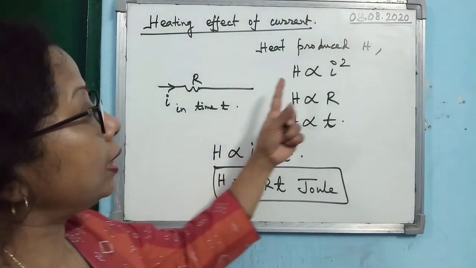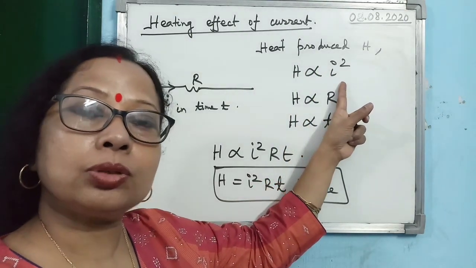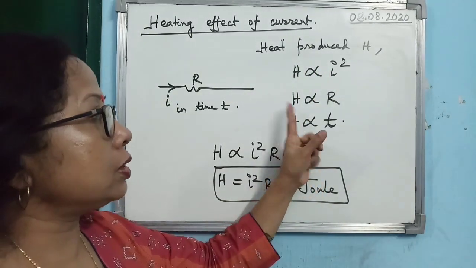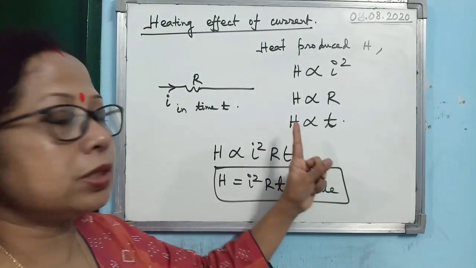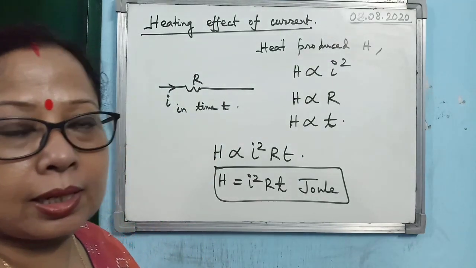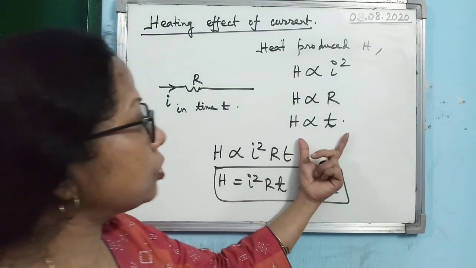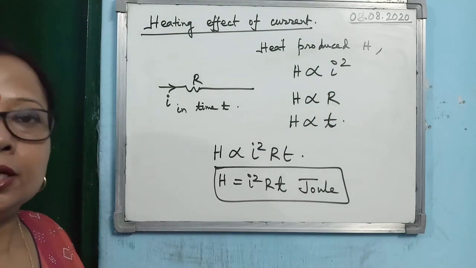And how much heat will be produced? That is directly proportional to the square of the current passing through the conductor. Heat produced is directly proportional to the resistance of the conductor. Heat produced is directly proportional to the time during which current is passing through the conductor. So if you combine all these three, you can write H is equal to I square RT joule.